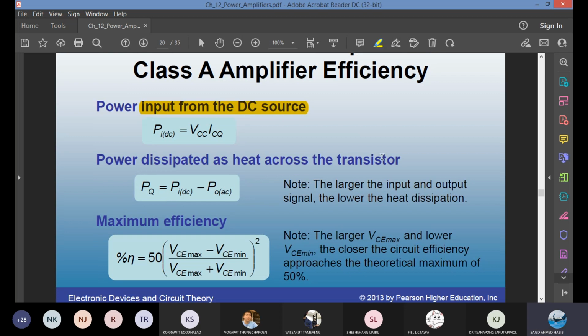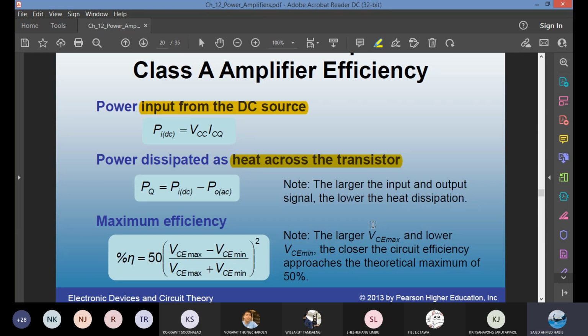What is power dissipated? It is not the output power. It means how much power is lost. PQ is power dissipation: input power minus output power. So output power will always be less than the input. Whatever you are losing, that is the dissipation as heat, because the transistor heats up.